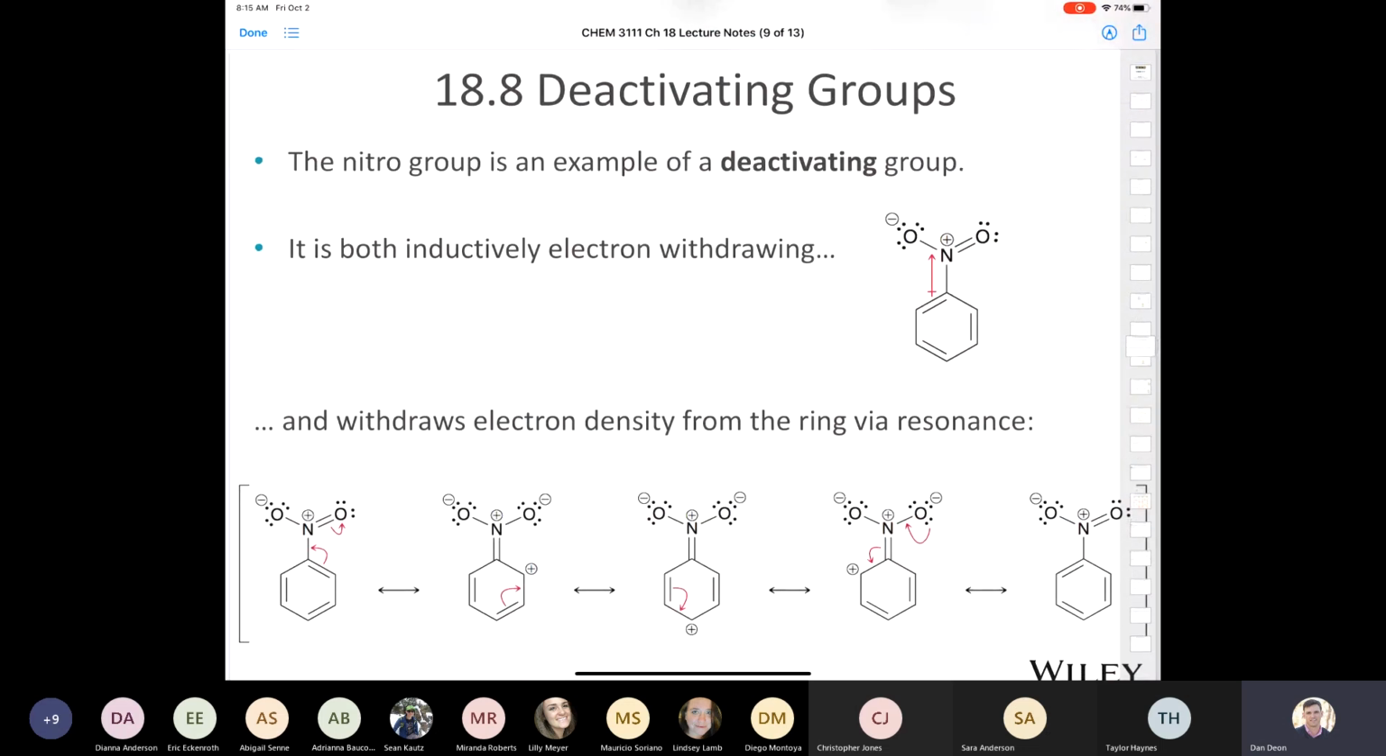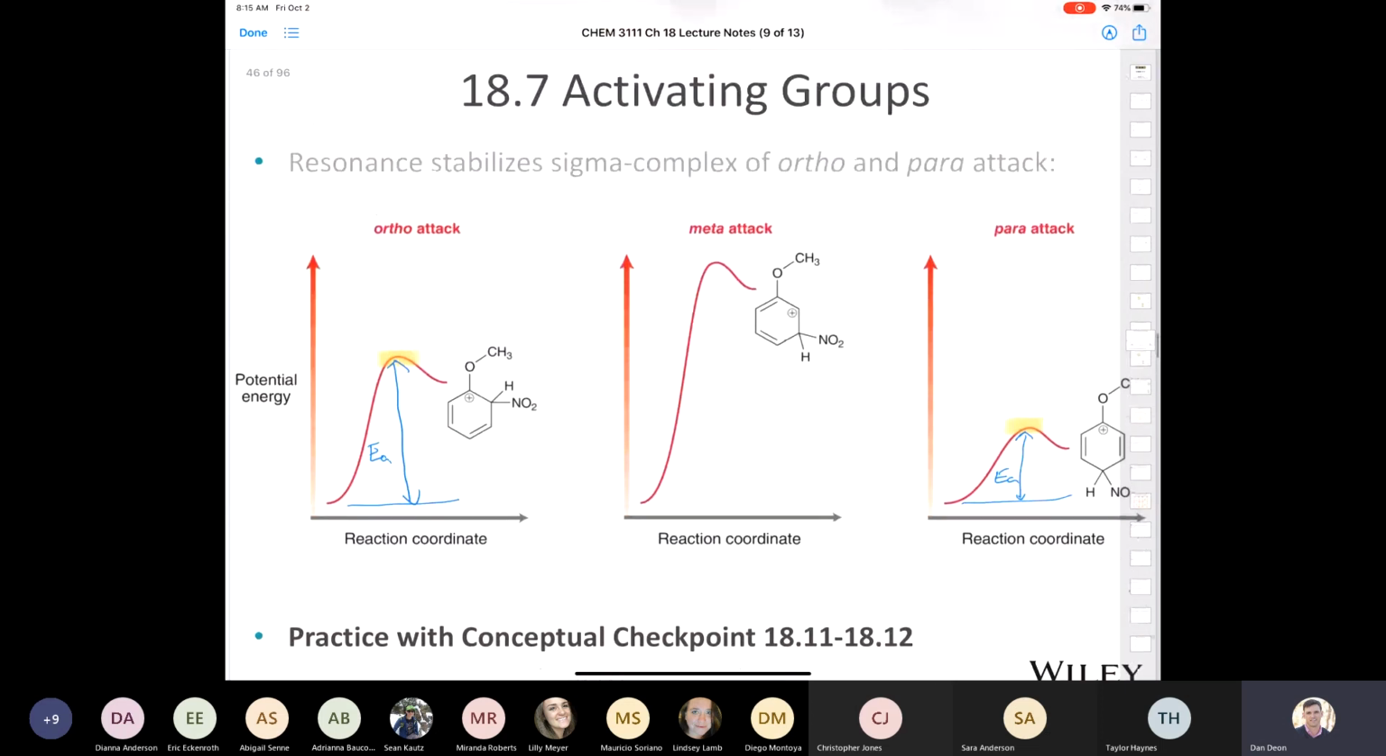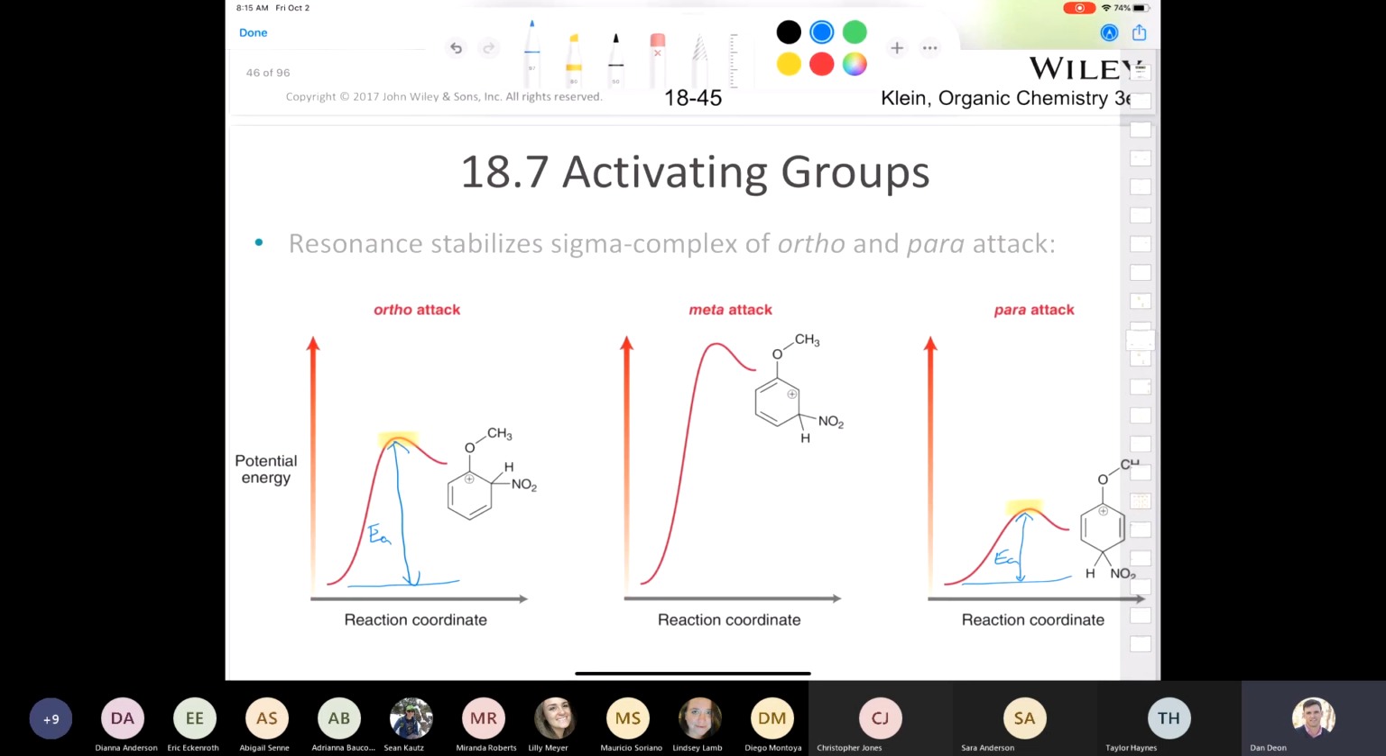Anyhow, let's switch gears. That was section 18.7. Let me back up. That was activating groups. That was the whole subject of section 18.7. Now, if you're wondering, is there a summary of activating groups? Absolutely there is, and we're going to take a look at that.